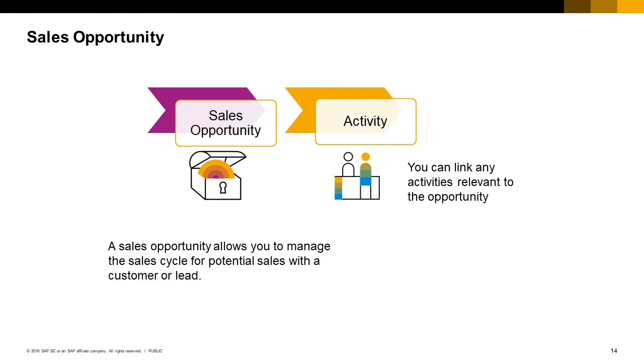Activities are often linked to sales opportunities. A sales opportunity allows you to manage the sales cycle for the opportunity of potential sales with a customer or lead. For example, a customer inquires about certain products your company is selling. You can respond immediately by creating a sales opportunity, allowing you to track the prospective sale and notify others about the status of the potential deal.